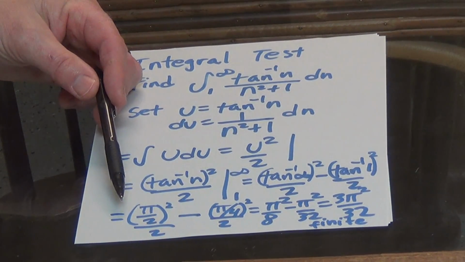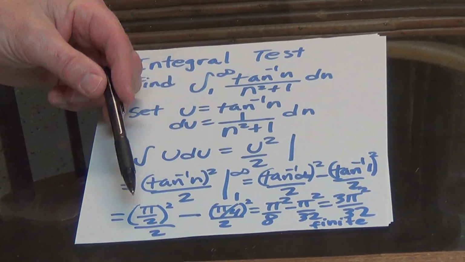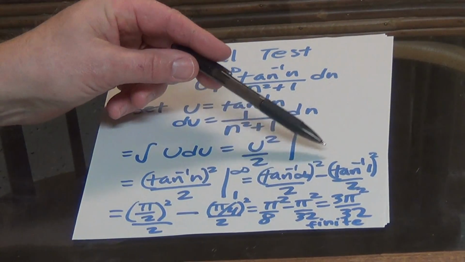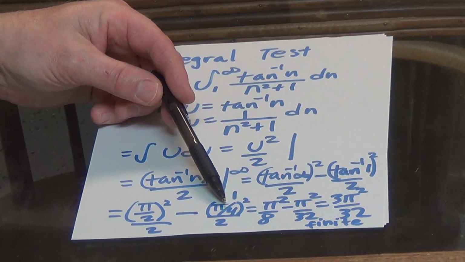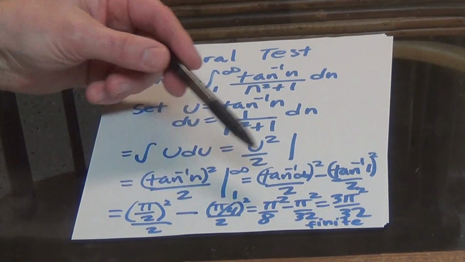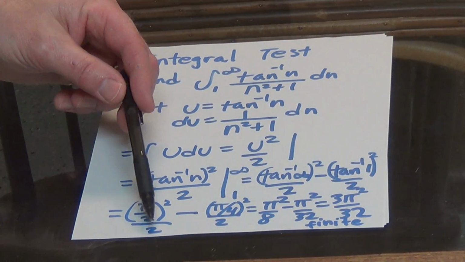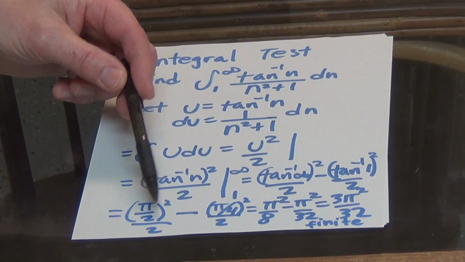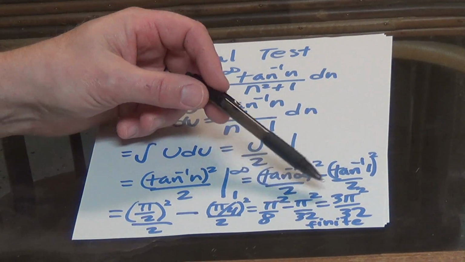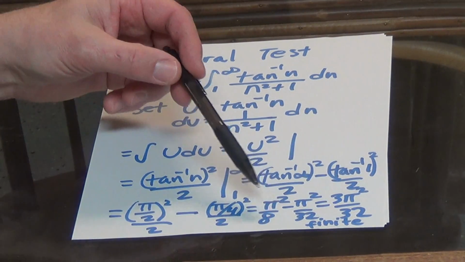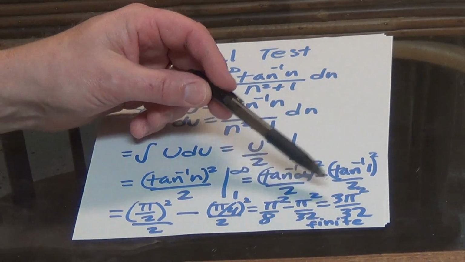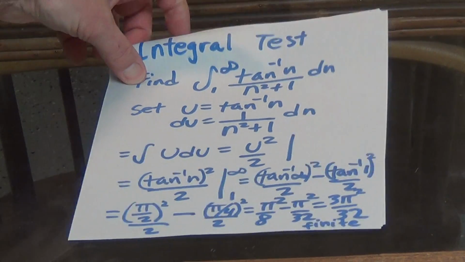We did mention before we left that arctangent of infinity was pi over 2. Pi over 2 squared divided by 2. Arctangent of 1 is pi over 4, squared, divided by 2. If you work through the arithmetic on the fractions, 2 squared is 4, and when you multiply by 1/2, you wind up with pi squared over 8 minus pi squared over 32, and you'll wind up with 3 pi squared over 32, because 8 times 4 is 32, 4 pi squared minus pi squared is 3 pi squared over 32, which is finite.